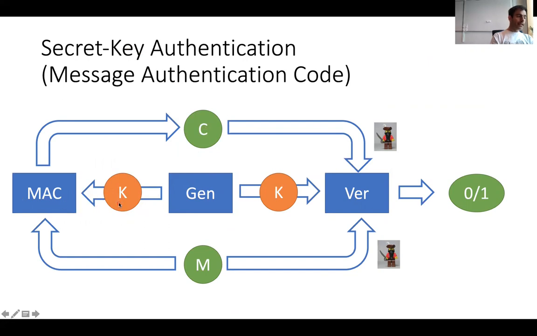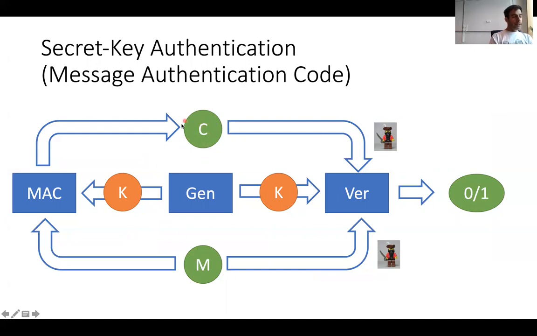So the sender, using the key, will compute a MAC on the message. This MAC sometimes is called a MAC, sometimes it's called a tag, sometimes a digest, it can be called different things. C here stands for code, not ciphertext. Code. This is not an encryption. This is a code. So this is the message authentication code of this message.